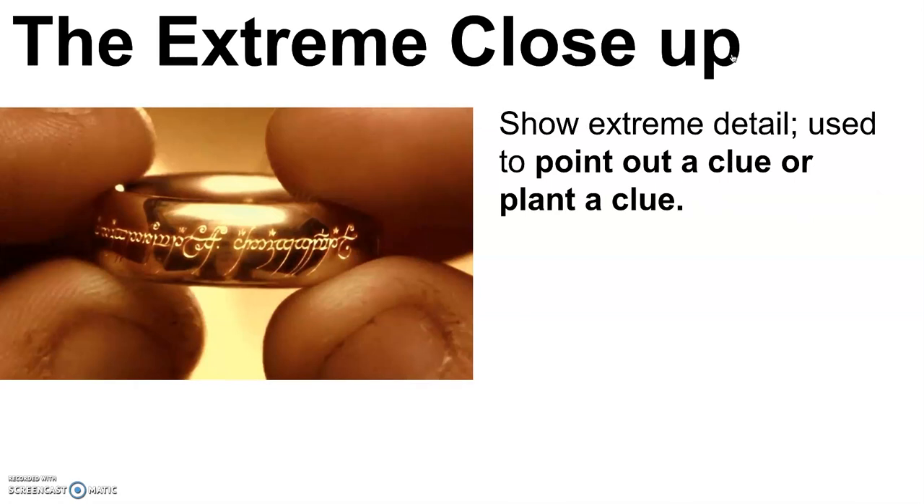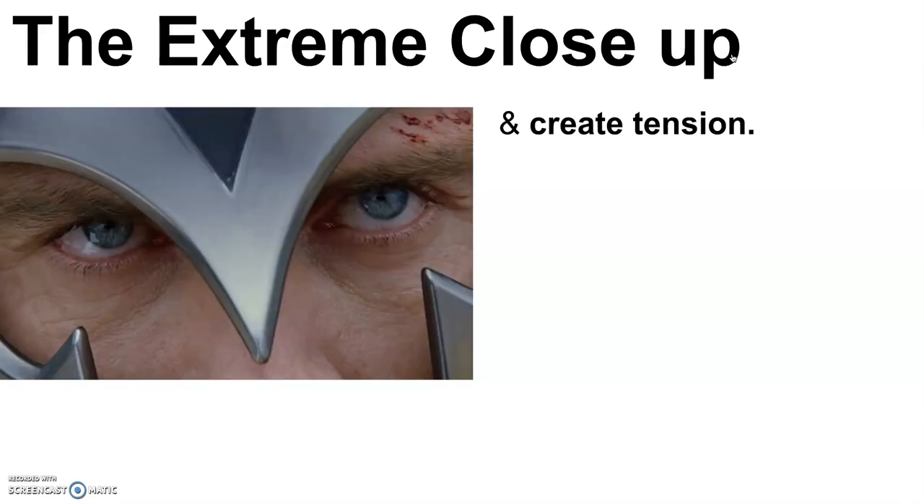An extreme close-up is used to show detail, often to point out a clue or plant a clue. So if you've seen The Hobbit, or The Lord of the Rings rather, you might know that this is the shot, I believe, where Bilbo reveals that he had the ring all along. So that is one way to do that, is to plant a clue. The other way is to reveal tension. So you're really seeing up close the kind of reaction that someone's having. You're feeling the character.